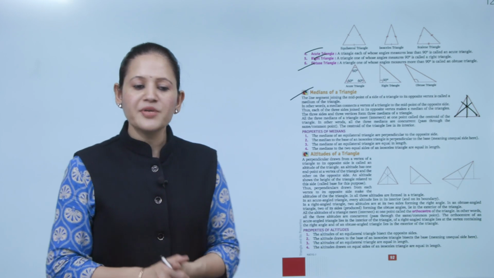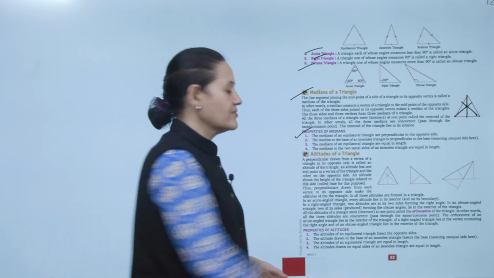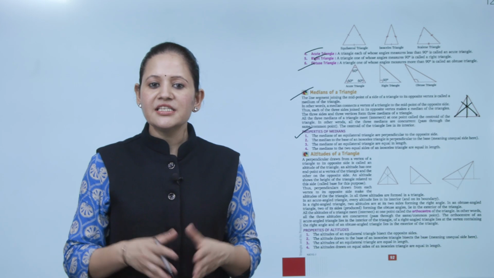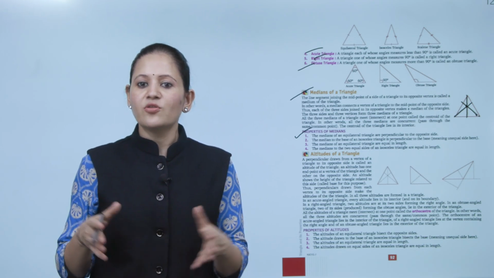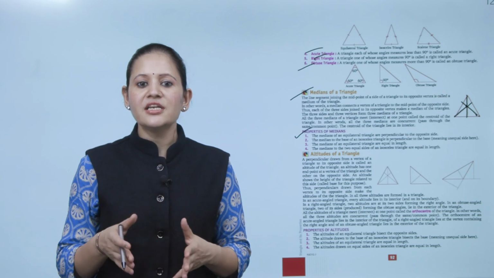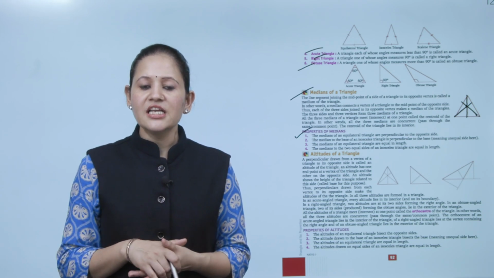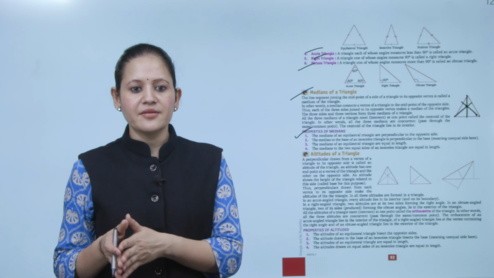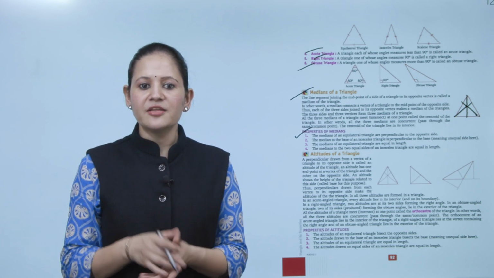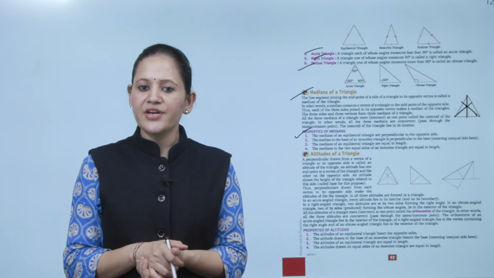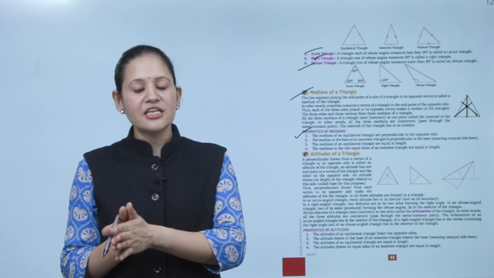Next is properties of median. The medians of an equilateral triangle are perpendicular to the opposite sides. The median to the base of an isosceles triangle is perpendicular to the base. The medians of an equilateral triangle are equal in length. The medians to the two equal sides of an isosceles triangle are equal in length.